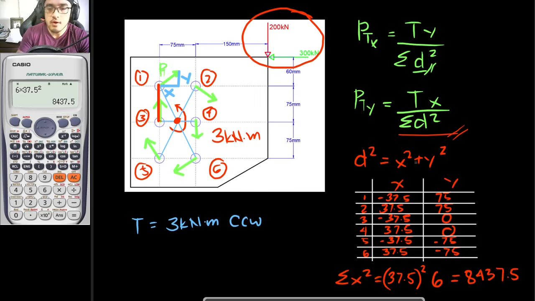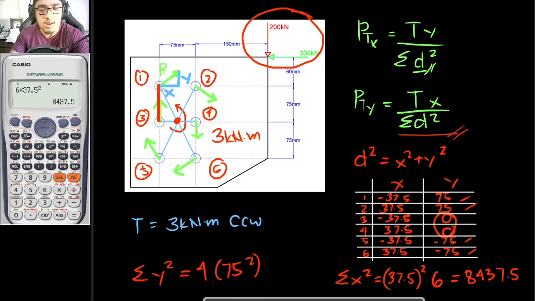And for the summation of y squared, that is equal to 1, 2, 3, 4, so 4 times 75 squared. We wouldn't be considering these zeros right here anymore. So 4 times 75 squared is 22,500.